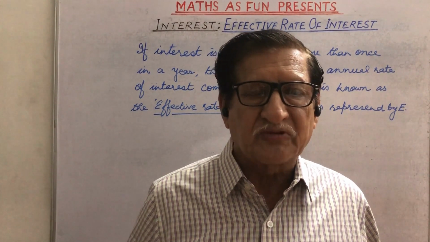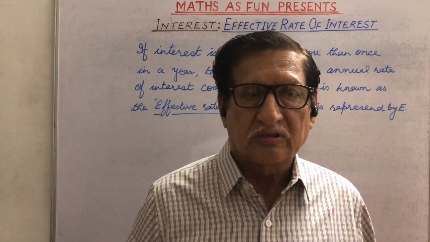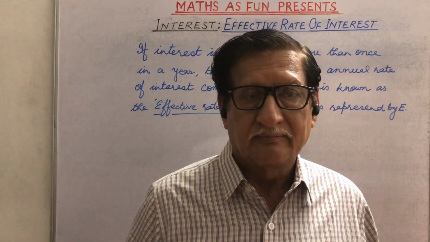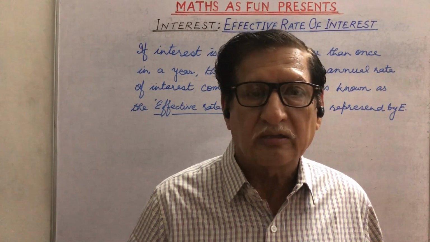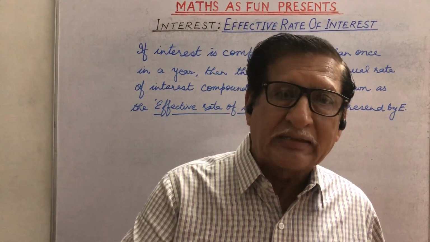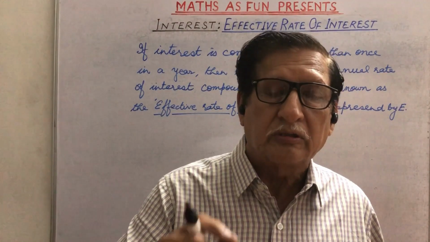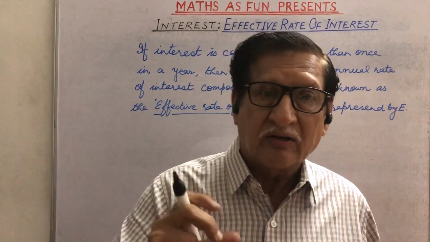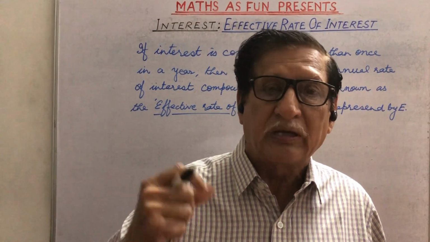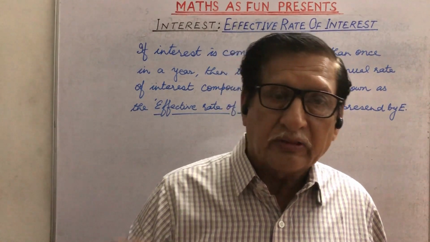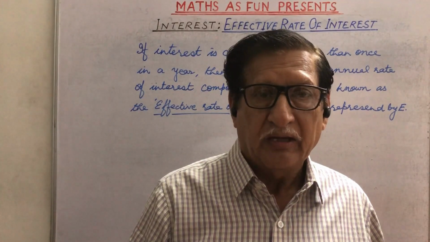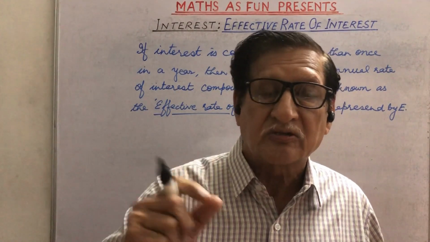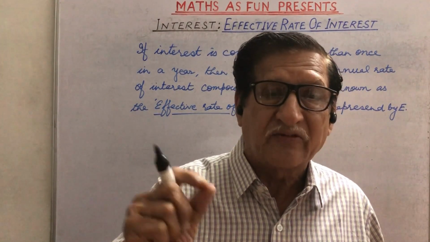Hello everyone. In the previous videos we have discussed simple interest and compound interest. In this video we are going to learn about the effective rate of interest. What is it? When we calculate the compound interest, suppose the interest is compounded in a year more than once. Then we know that we calculate the compound interest by a particular formula. That particular interest, if we calculate as a simple interest for one particular year, then what is its rate? That is known as the effective rate.